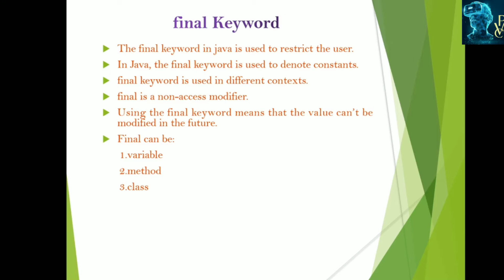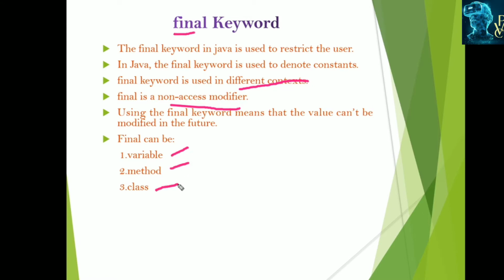The final keyword is used to denote the constants and this can be applied to variable, method and class, and it is a non-access modifier and it can be used in different contexts. When we are using the final keyword, it means the value can't be modified, so it is named as the final. So it can be applied for variable, method and class.